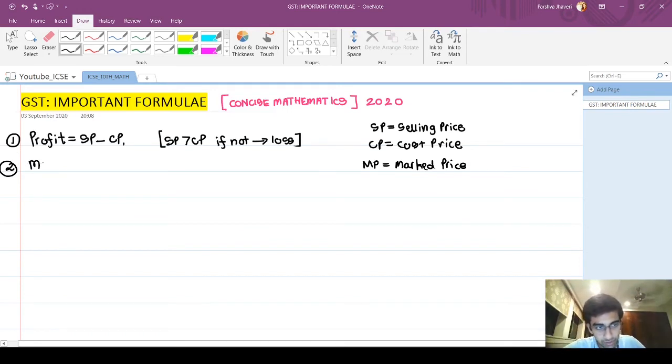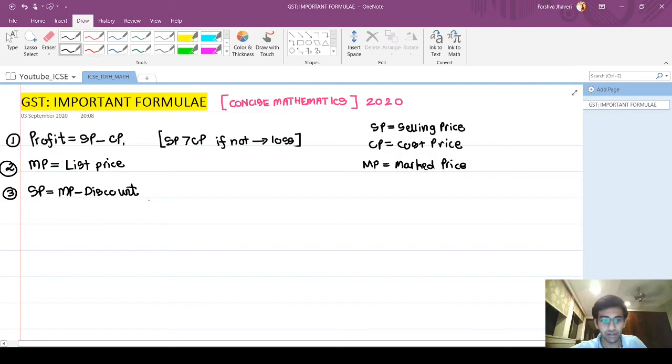Next, your textbook might also say that marked price is list price. Both are the same things. They're just interchangeable terms. I usually prefer calling it marked price. Next, selling price is always equal to marked price minus the discount. You need to remember that.